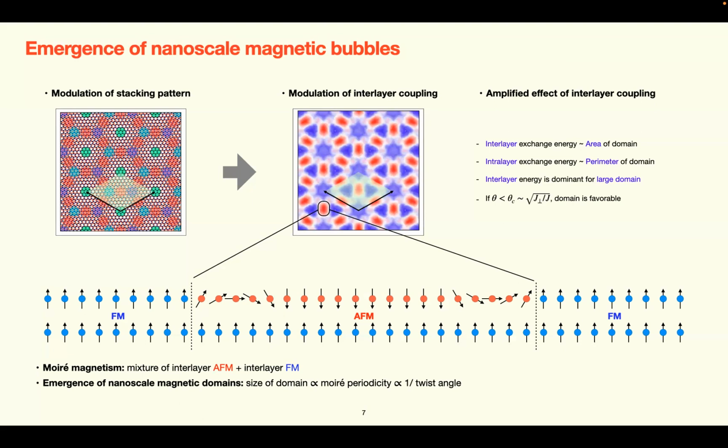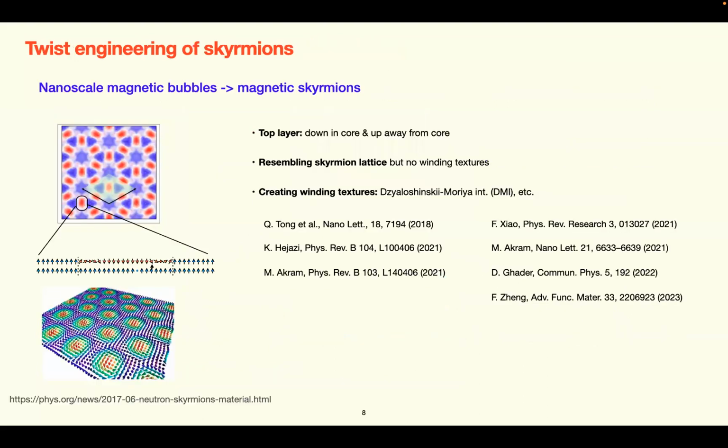So these structures appear in twisted magnets in the small twist angle limit. I can say that this mixture of interlayer antiferromagnetism and interlayer ferromagnetism is the key feature of twisted magnets. So theorists are going ahead. They considered the possibility of converting magnetic bubbles into magnetic skyrmions.